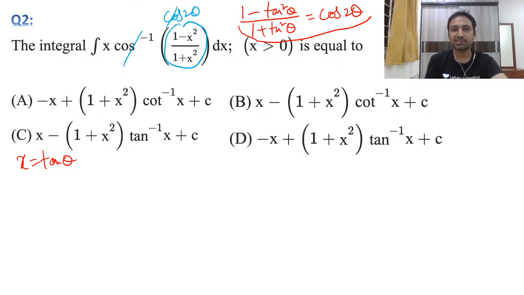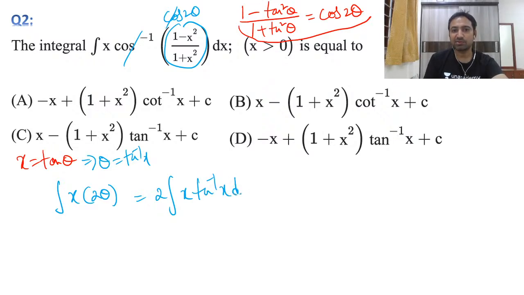So cos inverse and cos get cancelled, and we are directly getting integration of x into 2 theta. But what is theta, guys? Theta is equal to tan inverse x. So we can write it as 2 times x into tan inverse x dx. How can we simplify this, guys? Can I apply integration by parts, by taking x as the first function and tan inverse x as the second? Differentiation is easy and integration is easy.